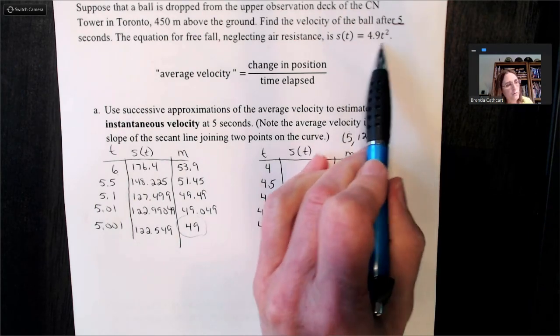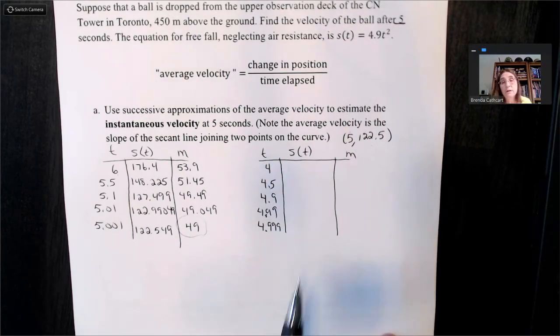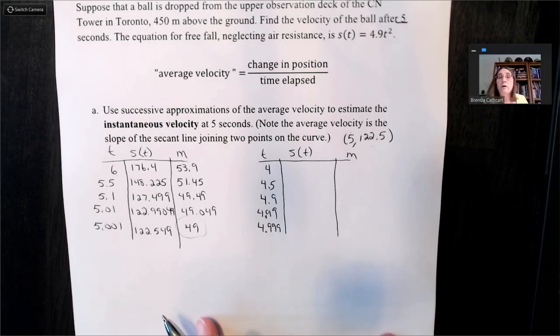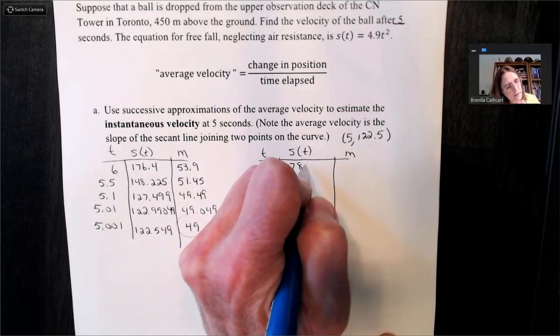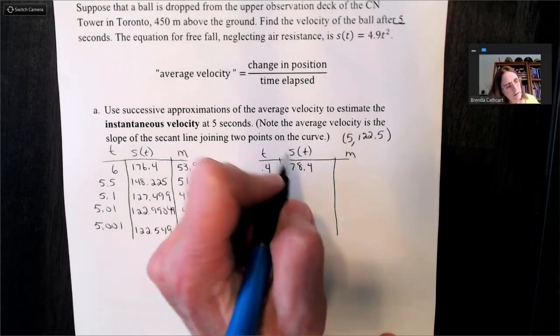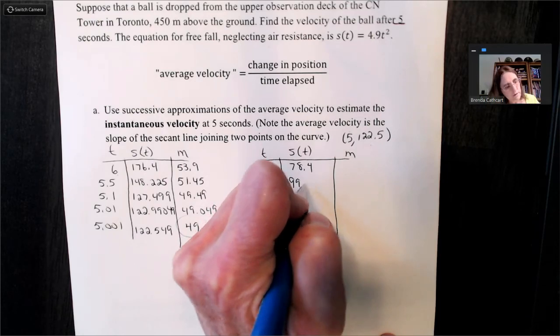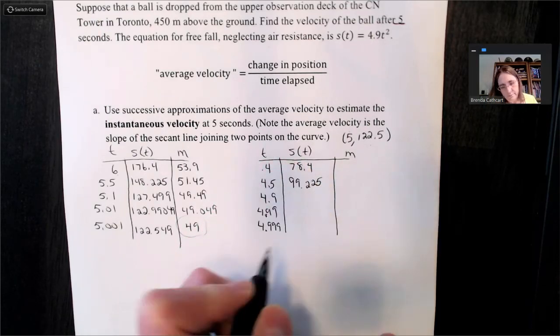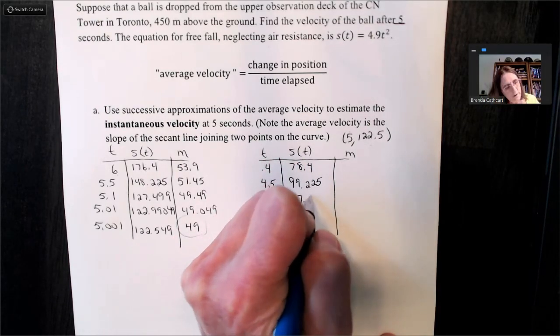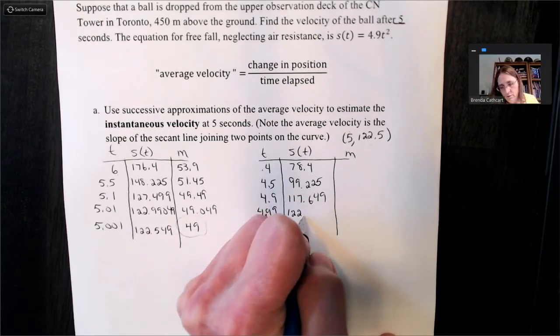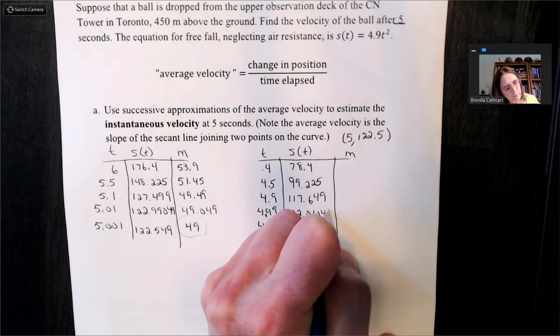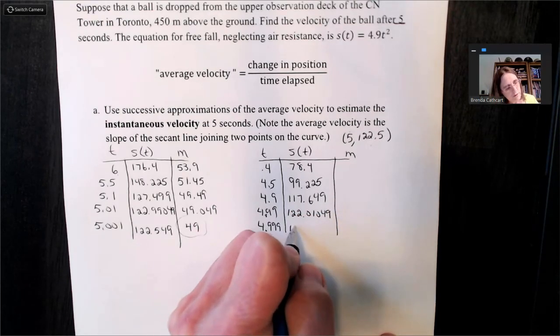Using our rule, 4.9t squared, we can calculate the position, that is how far the ball has fallen at that elapsed time. Here we have 78.4 feet, and I'm going to fill all of these in because I already know them as we move up. And once we have these values, we are going to calculate the slopes.